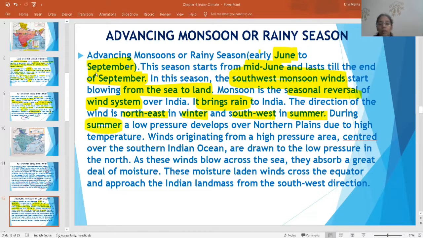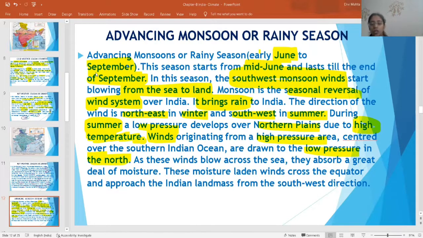If I talk about the summer season, a low pressure develops over the northern plains. High temperature is there, na? We people live in the northern plains, and in the northern plains the temperature is high. Wherever high temperature is there, a low pressure area develops. Wind originates from the high pressure area over South India and blows to the low pressure area in the north.